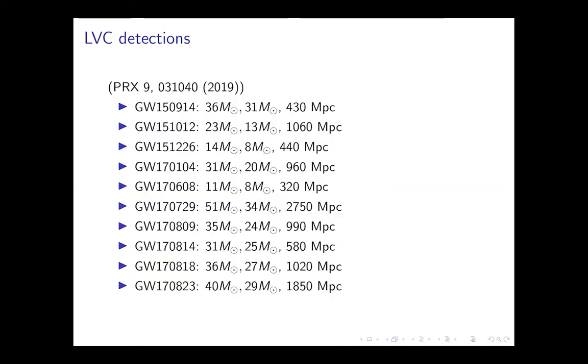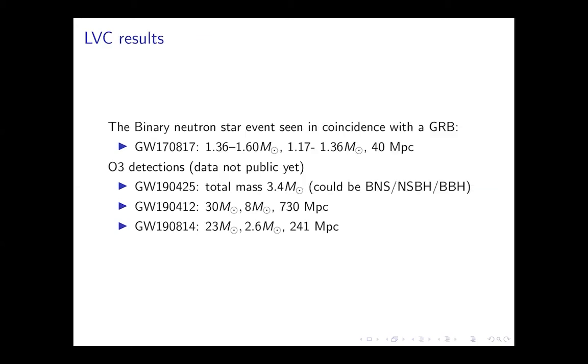And then I just want to make a little digression and talk about the existing detections so far. In the catalog paper from the LVC, sometime last year, they reported these binary black hole events, starting from the very first one. These covered the first two observing runs of the LIGO-Virgo detectors. And then there was, of course, also the neutron star merger. And then the more recent, the O3 detections.